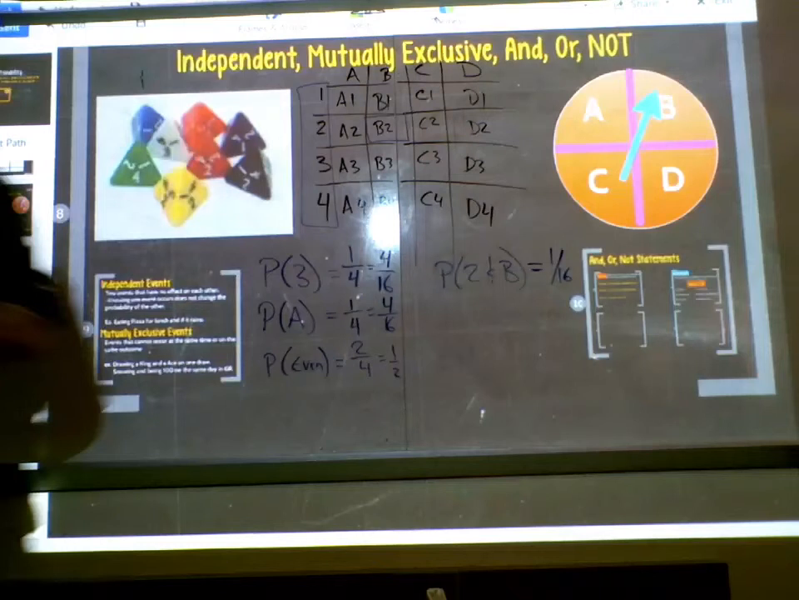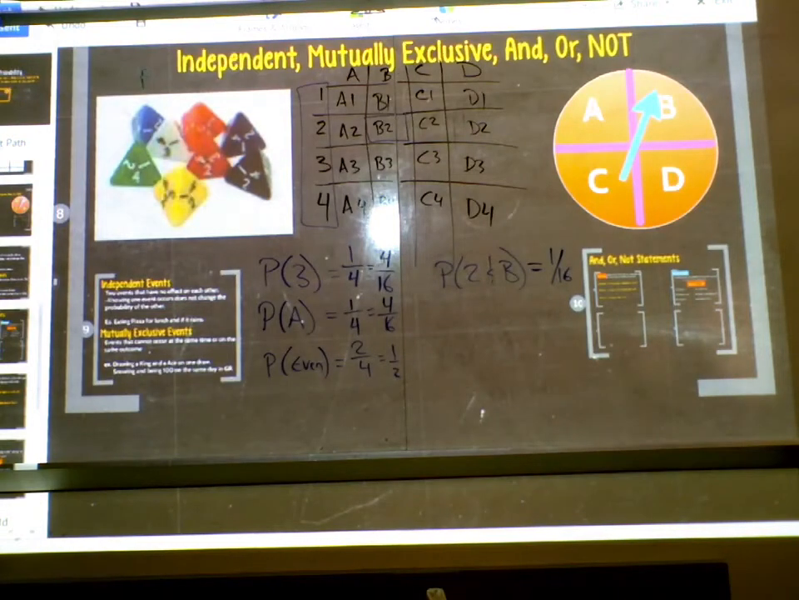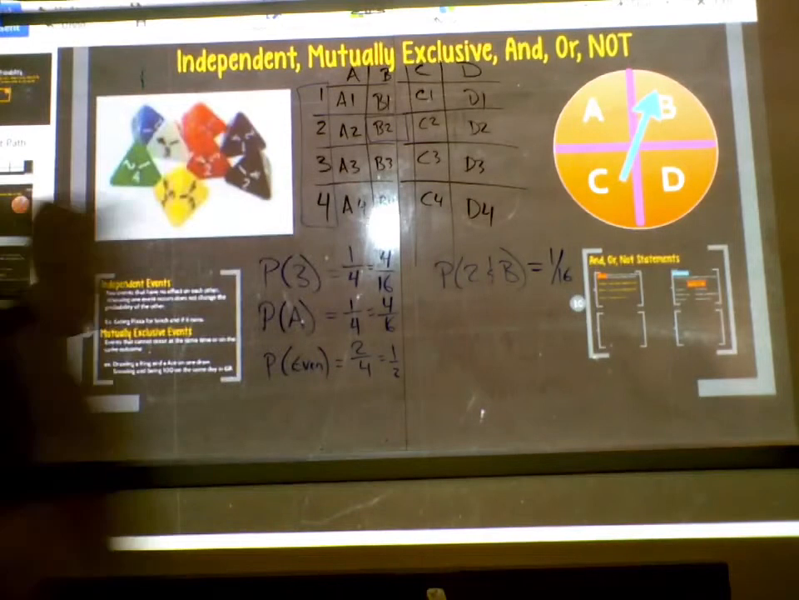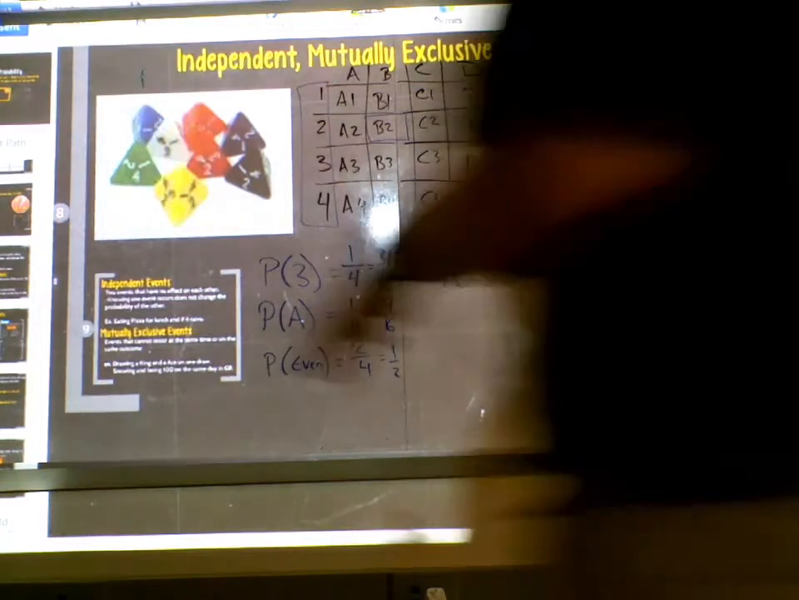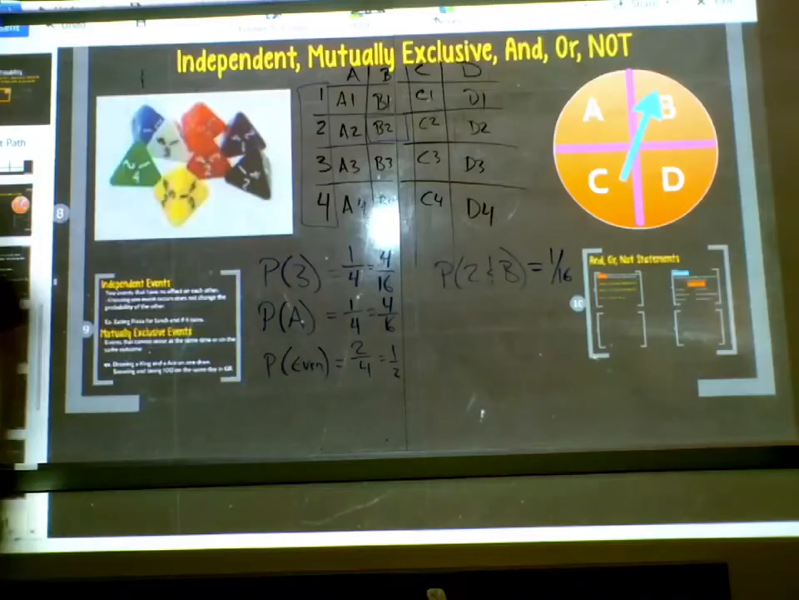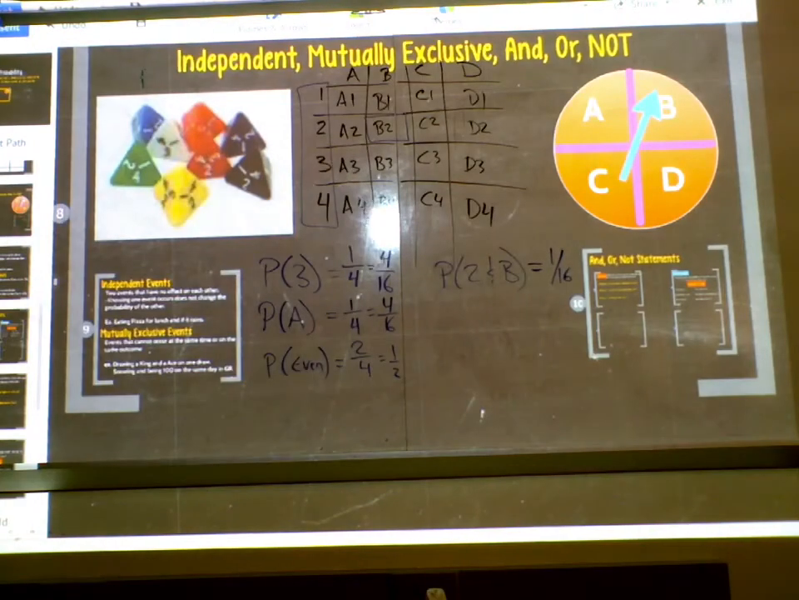Does that make sense? Are there any questions? No questions. All right. This four-section spinner, this four-sided dice, that's just to get us thinking about these next two terms.